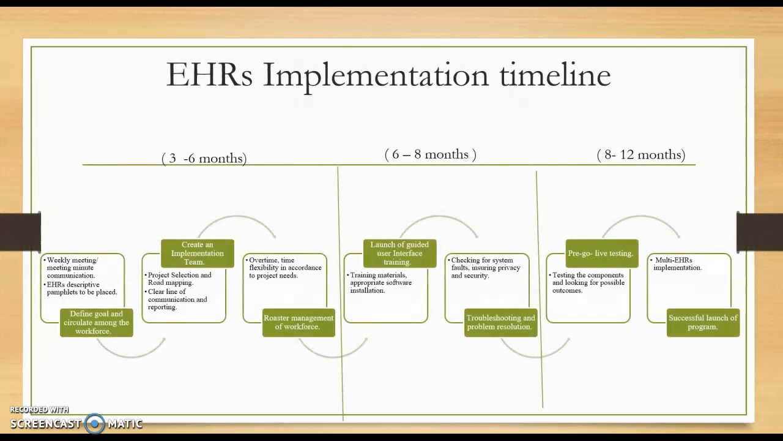EHR implementation timeline estimation for our project will be 12 months, and we'll be dividing this into 3 phases. The first phase will be 3 to 6 months. Goals will be defined, explaining the workforce importance of EHR, its importance and use. Creation of the implementation team will take place, where there will be a co-responsible team in order to implement the multi-EHR project successfully. Meeting schedules and meeting minutes will be communicated efficiently weekly in order to achieve the results in the projected timeline. Roster management will be done with an appropriate number of employees, who will be provided a scheduled option to perform overtime in order to achieve the results within the timeline.